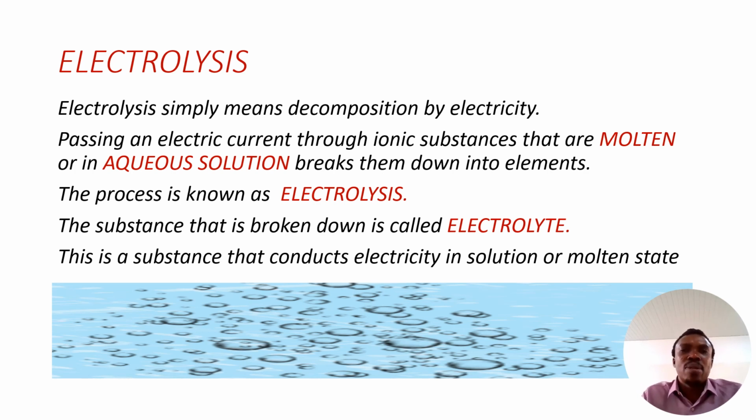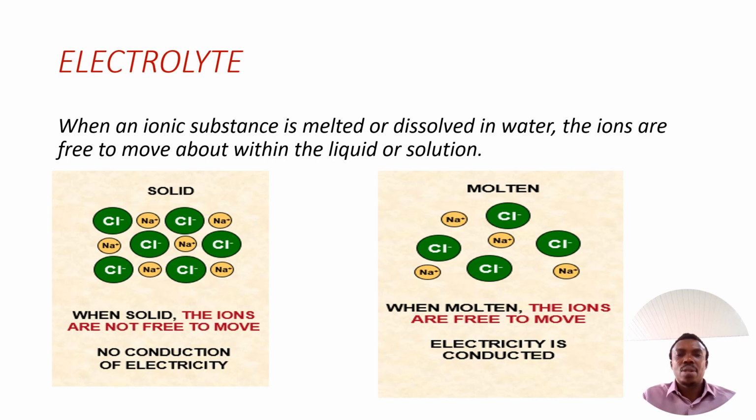So it's as simple as ABC. When an ionic substance is melted or dissolved in water, the ions are free to move about within the liquid or solution. It is at that point that it can conduct electricity. But when the ionic solid is in its solid form, what happens? The ions are not free to move, so there's no conduction of electricity. At that point, it cannot act as an electrolyte, because the ions are not free to move.